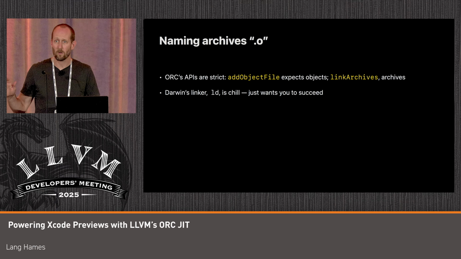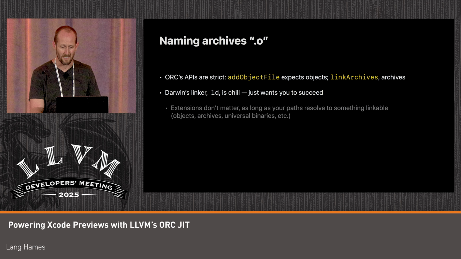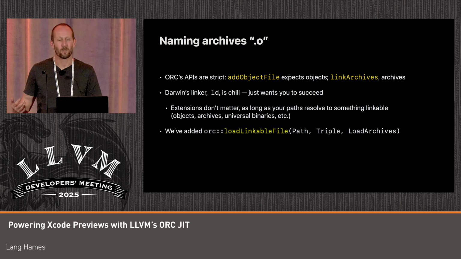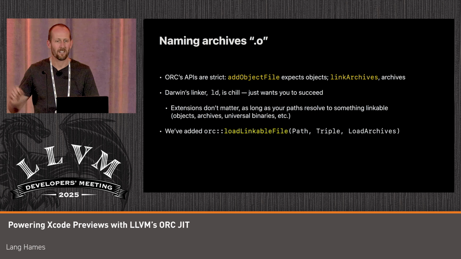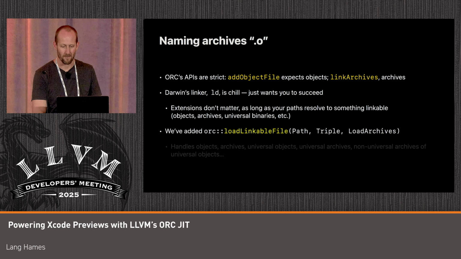The system linker on Darwin, by contrast, is very chill. It really just wants you to succeed. So file extensions don't matter, and as long as a file path resolves to something linkable, whether it's an object file or an archive or a universal binary, the system linker will link it. So to match this, we've added the convenience function called ORC load linkable file that takes a path, a triple, and a load archives option for whether you want to be able to load archives or not. And this will handle object files, archives, universal objects, universal archives, non-universal archives of universal objects, anything really that you want to be able to link. So this is now supported.